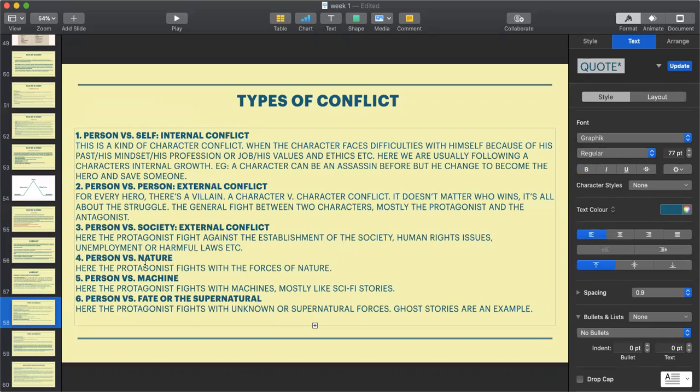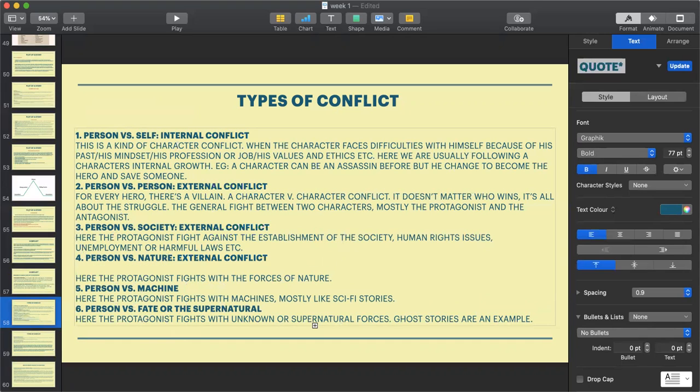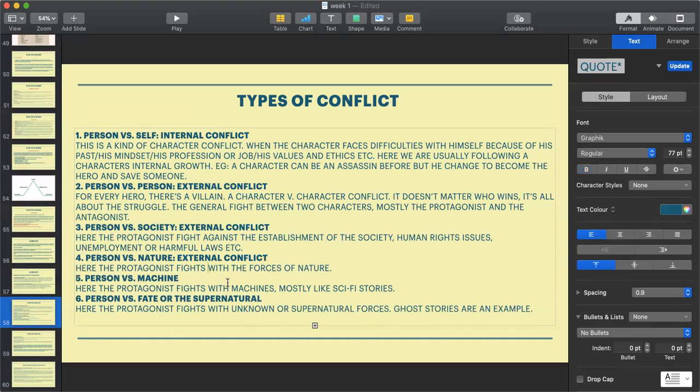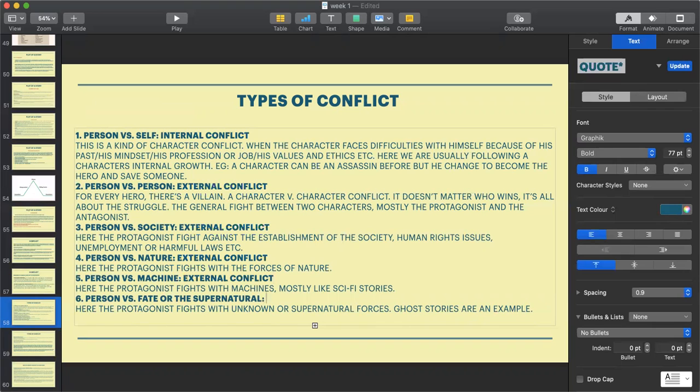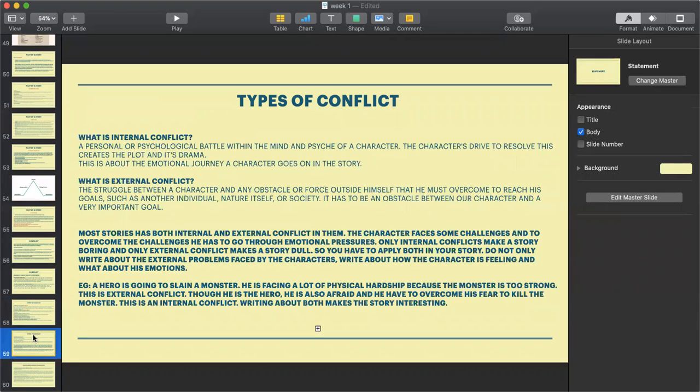So when you're talking about a person versus person or person versus society or person versus nature or machine or supernatural, whatever it is, during all this time, you have to talk about the internal conflict. Got it? Similarly, when you are talking about the internal conflict, you have to talk about why the character is facing that internal conflict, because of some external conflict. Got it? So both of these are extremely closely related to each other.